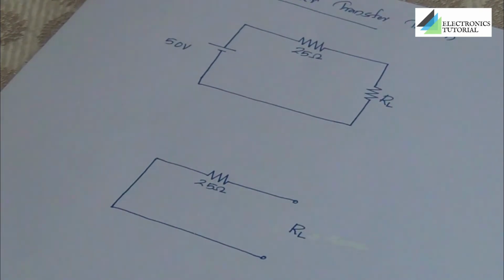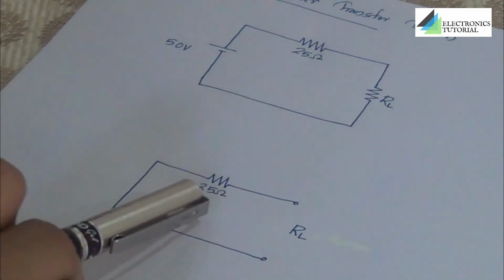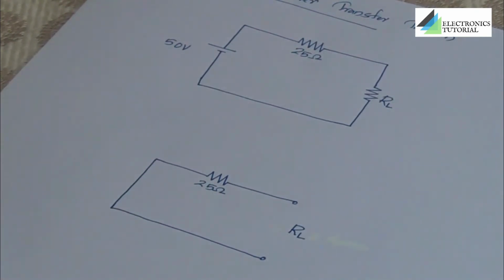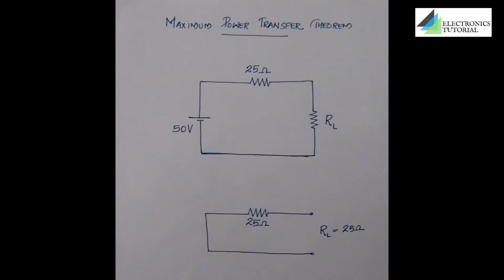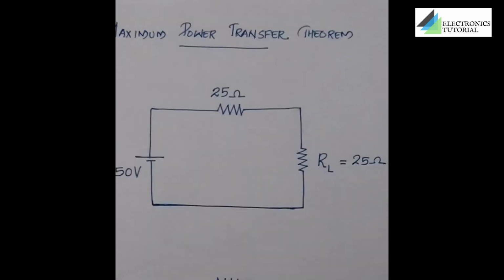The value of resistor RL should be calculated as the effective resistance of this remaining circuit, and here there is only a single resistor, so we do not have to find the effective resistance. We can simply write it as 25 ohm. This value can now be substituted into our source network. Put RL equal to 25 ohm. So by this circuit, we can get maximum power across the load terminal.